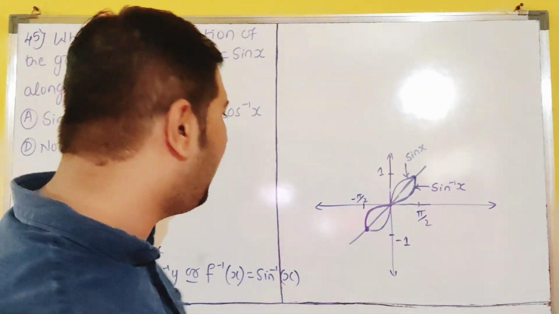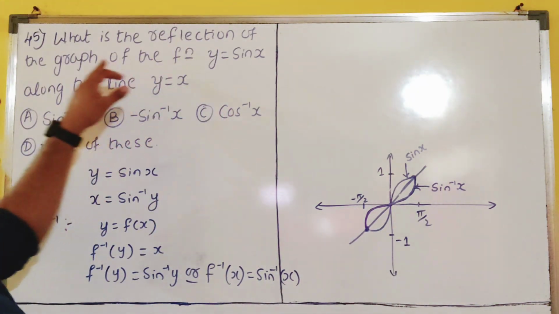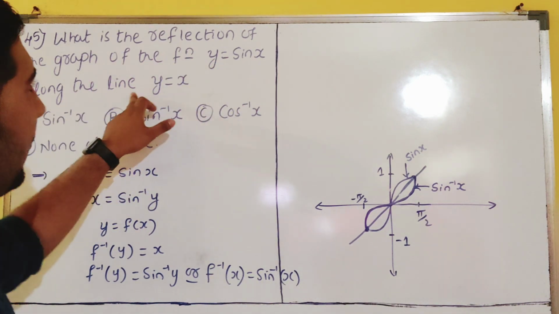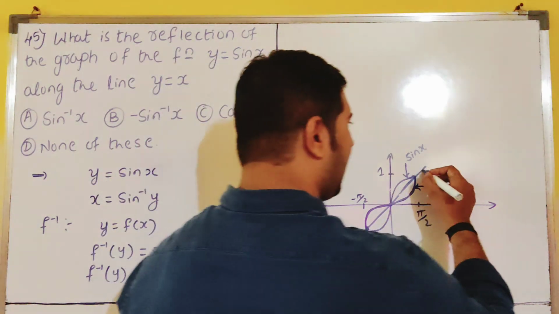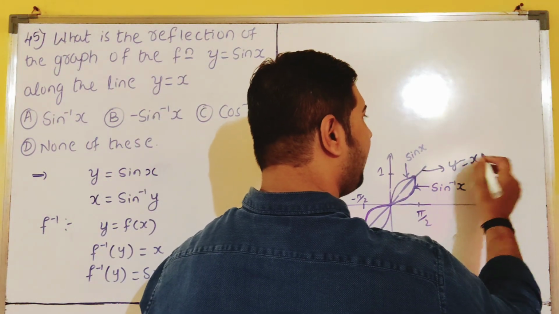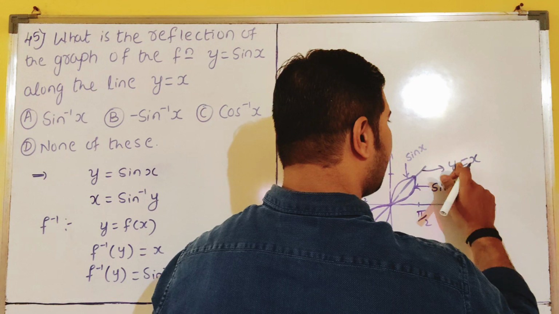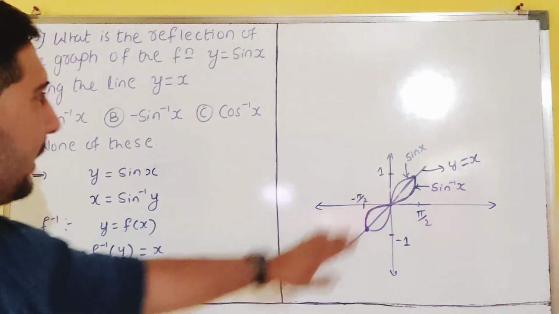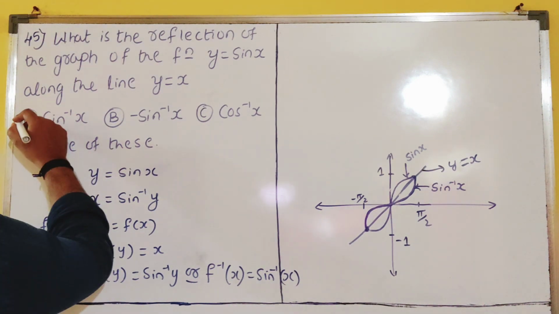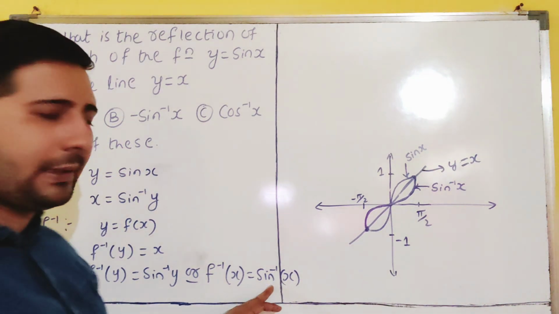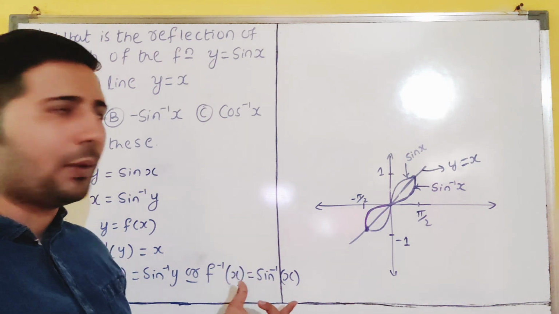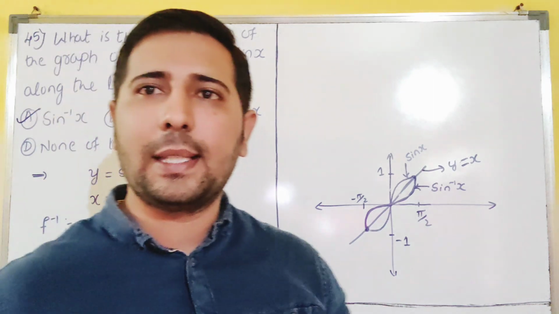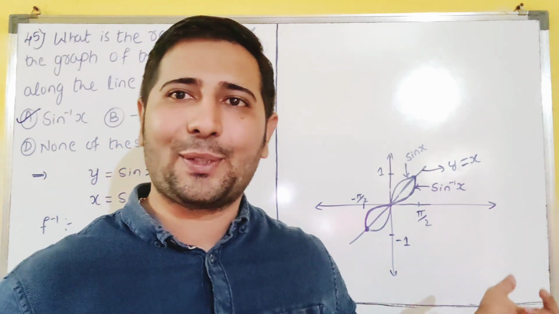So this is why we will say the reflection of the graph of the function y is equal to sin x on the line y is equal to x. This straight line is nothing but y is equal to x, dear students. Understood? So this reflection is coming on this and our answer is matching with option A, dear students. F inverse x is equal to sin inverse x. This is only the reflection of y is equal to sin x, dear students. I hope it is clear. We will see the next question. So please copy this.